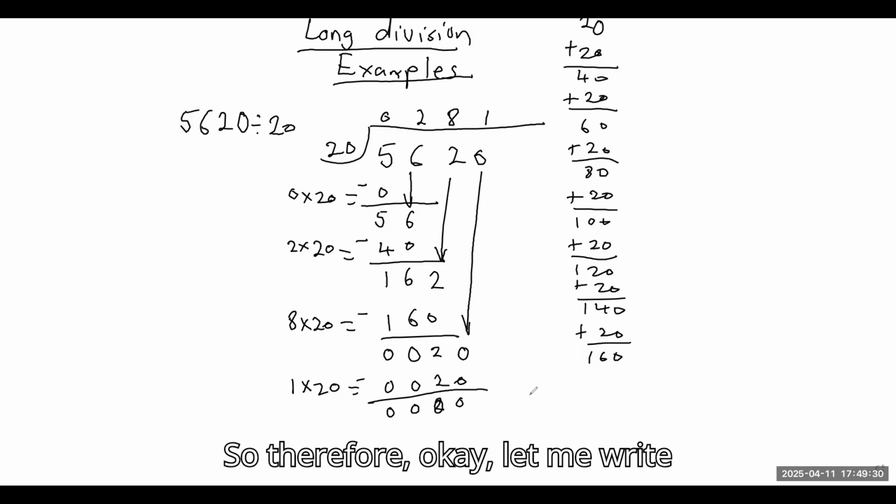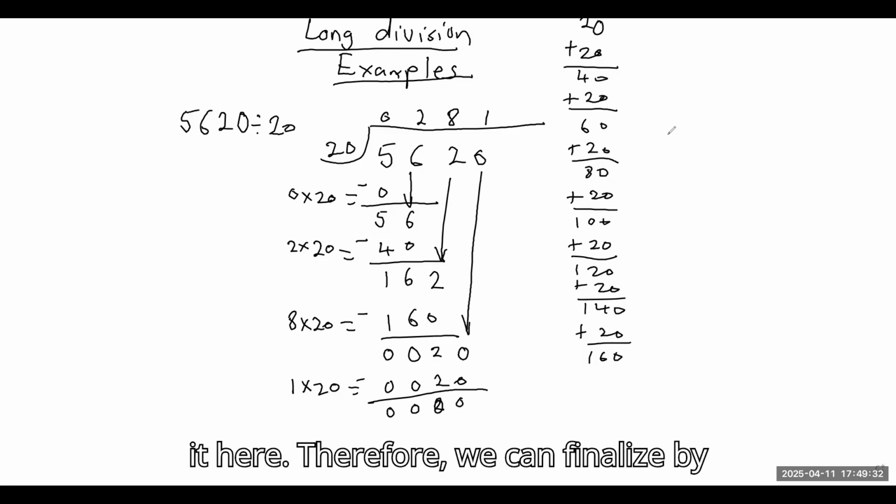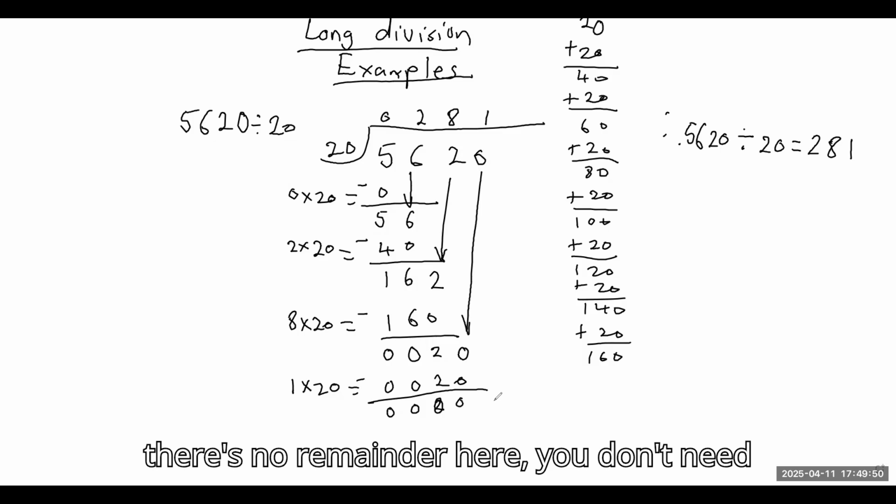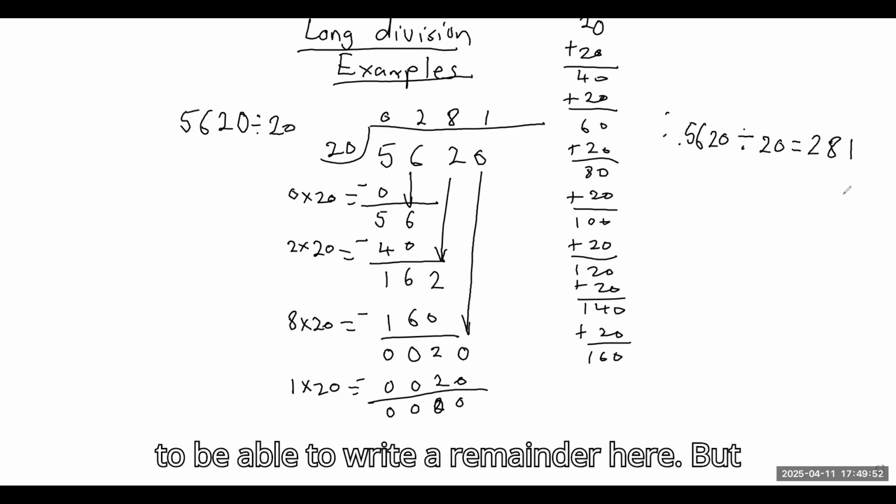So therefore, okay, let me write it here. Therefore, we can finalize by saying 5,620 divided by 20 gives us how much? 281. Since there's no remainder here, we don't need to write a remainder.